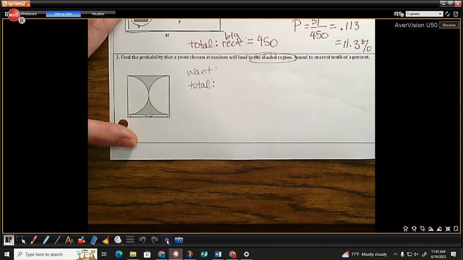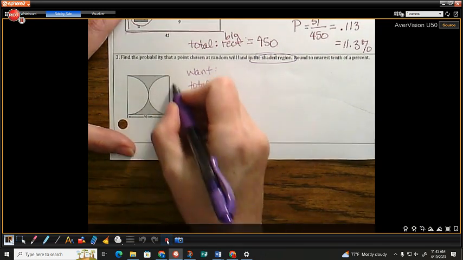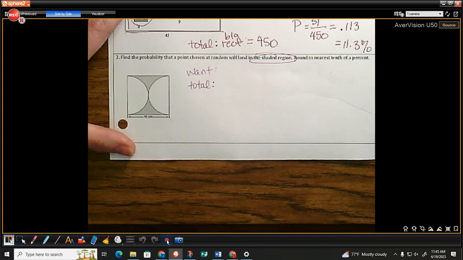Do I have circles? Which is that? Is that the whole? Is that the want? No. That's not either of them. The total is the square. The total is this square. How do you know for sure it's a square? We are estimating.